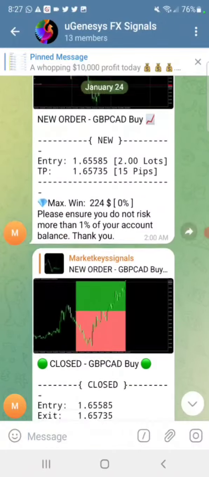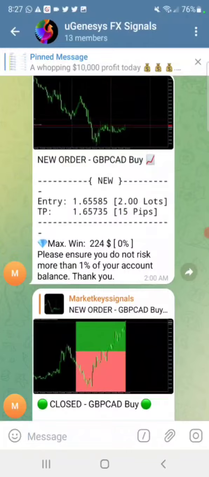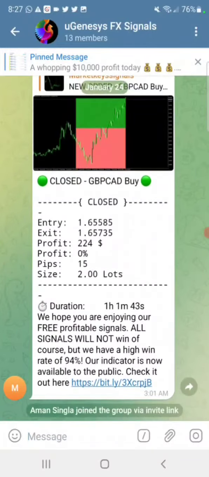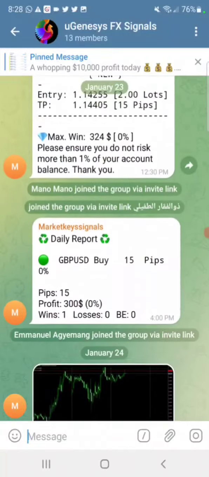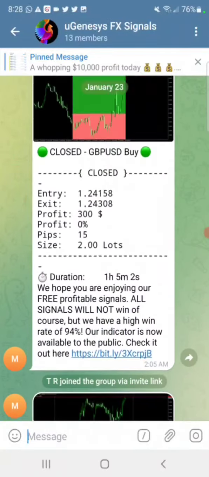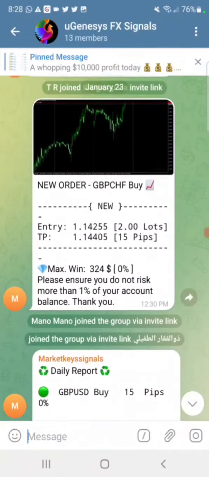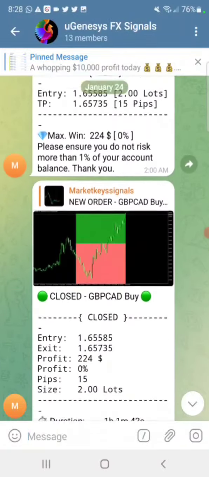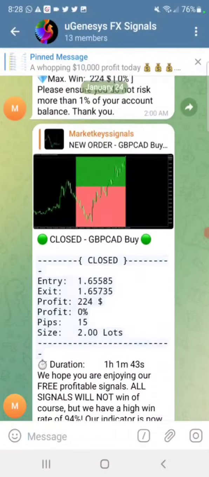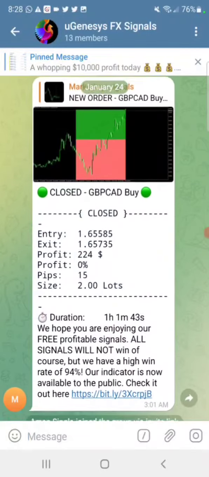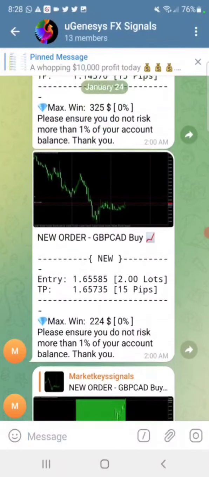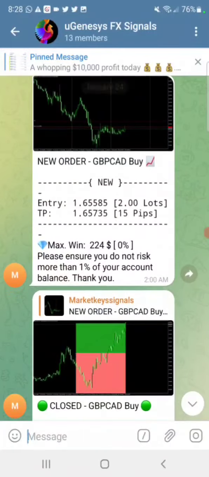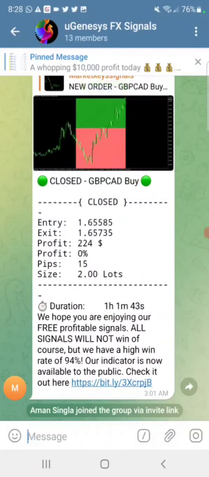All right, so we have a GBP CAD trade. Yeah, I think this is the only one we have for today, actually, because this other one was yesterday. Yesterday was the 23rd, today is the 24th. So today we only have a GBP CAD trade that we took at 2 a.m., and that was basically London session, and it was closed at 3:01 a.m.